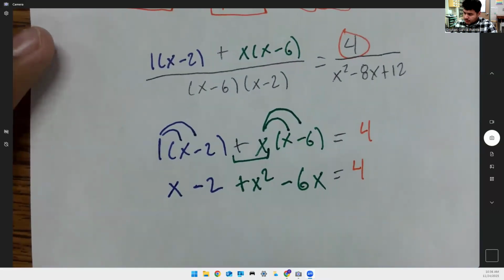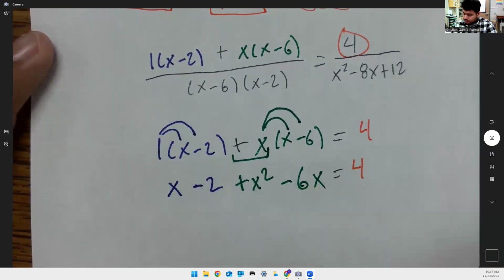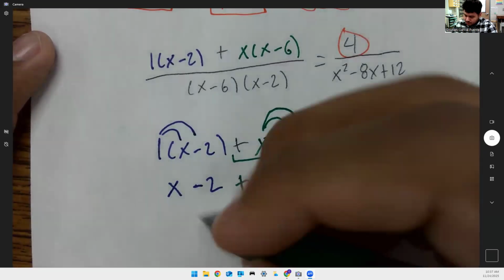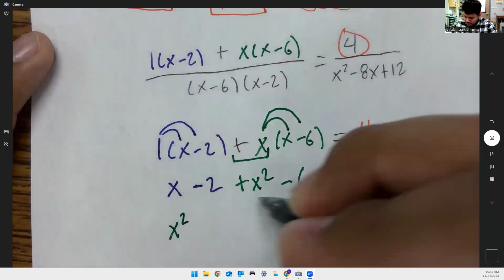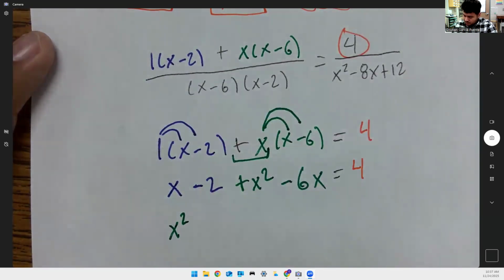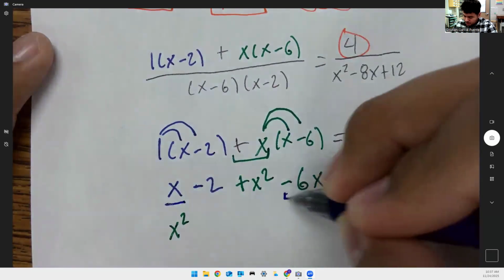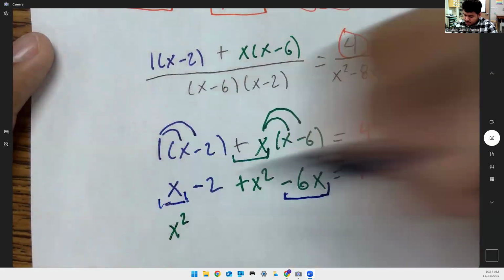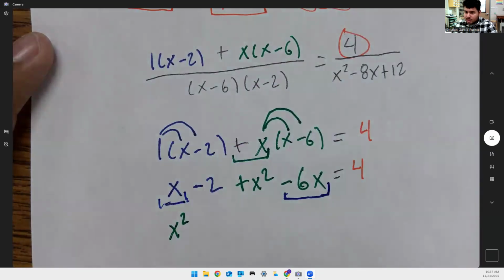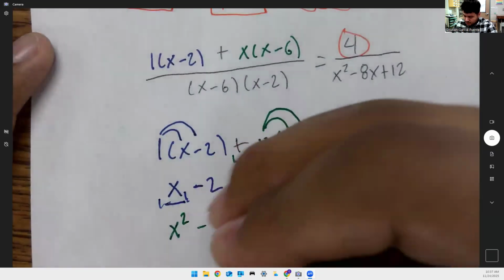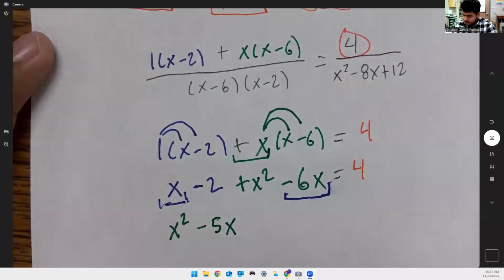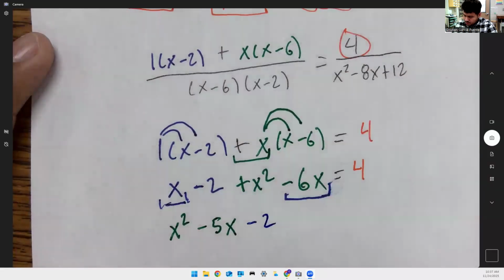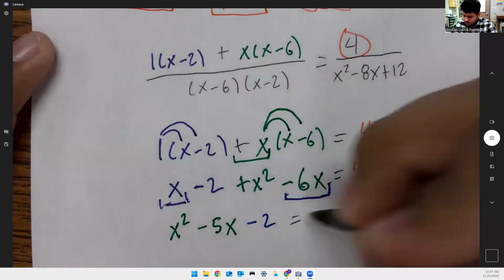All right. Now, you want to rearrange it so your x squared is first, and then your x's, and then your numbers. Just rearrange the left side first. So here, we have an x squared, so let's put that first. So you'll have x squared. And now you have a positive 1x and a -6x. So what's positive x minus 6x? That's just going to be -5x. And then you have that -2, and that's going to be equal to 4.